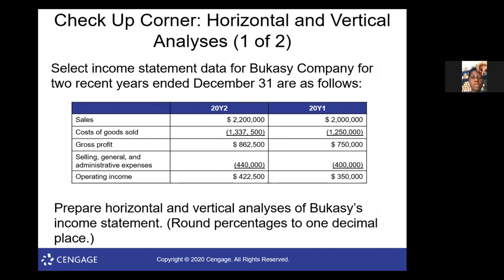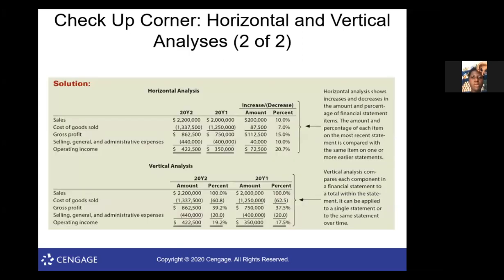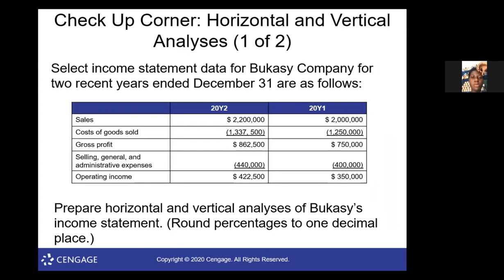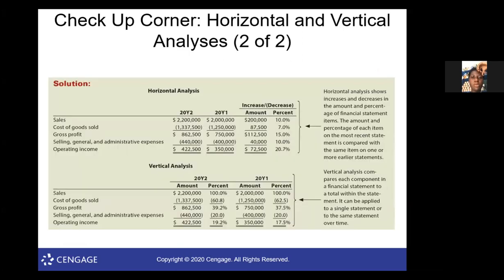So this is just a checkup corner. This is asking us, based on some information, to take a look and try to compare a horizontal and vertical analysis. And again, here we see the horizontal analysis, which is just taking a look at the dollar change and the percent change from year to year. And then we take a look at the vertical analysis, which looks at the percentages, and every line item is expressed as a percentage of the total. So you would always expect this top line to be 100%.